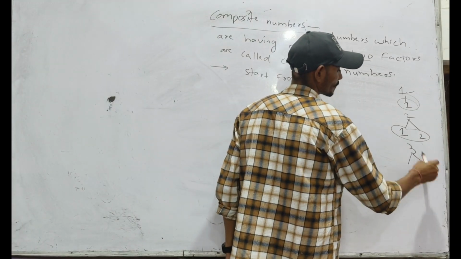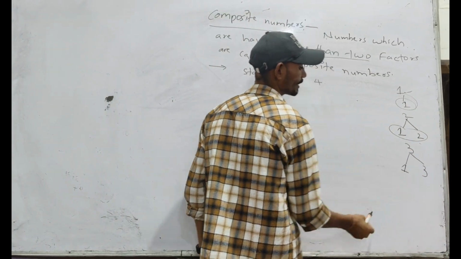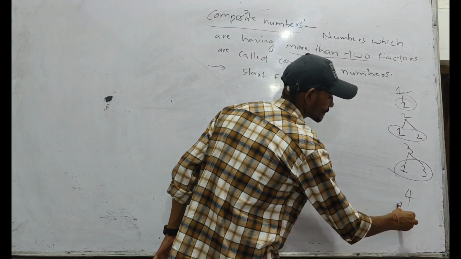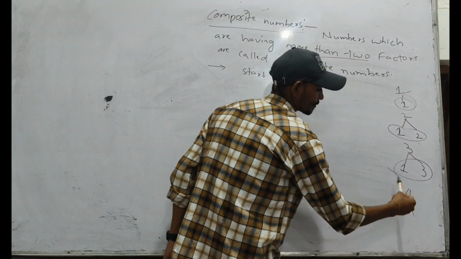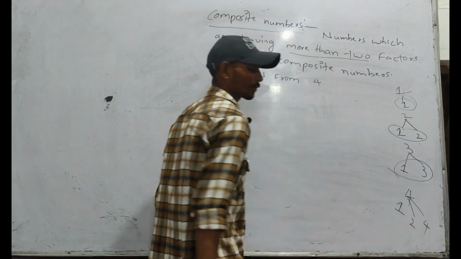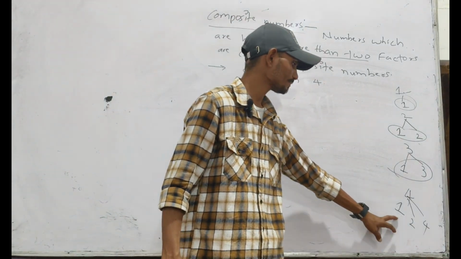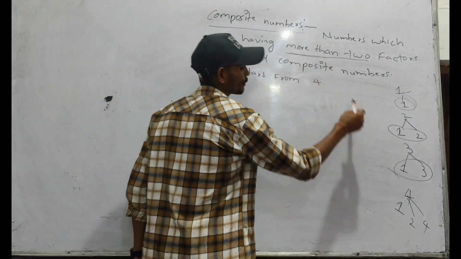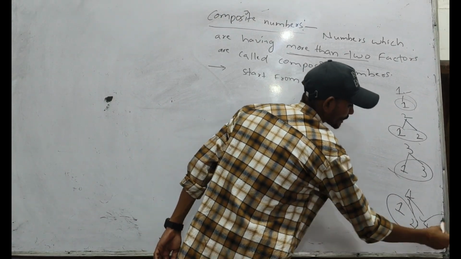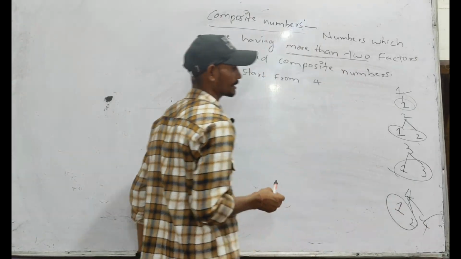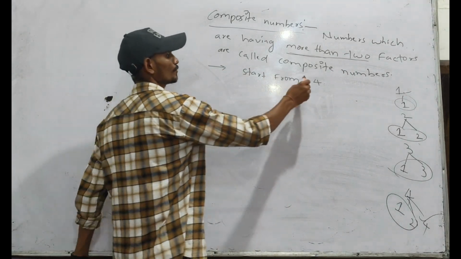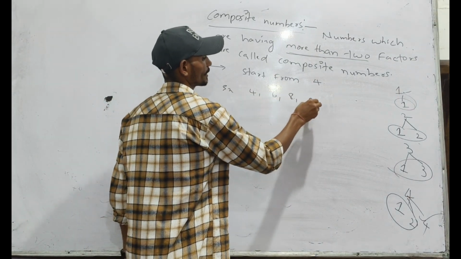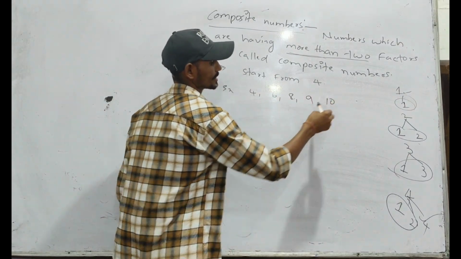Next, let's take 3. 3 is divisible by only 1 and 3. Okay, only 2 factors. But take 4. 4 is divisible by 1, by 2 and by 4. You are getting the factors 1, 2 and 4. Our condition is more than 2 factors, and 4 has 3 factors. That's why composite numbers start from 4. Examples: 4, 6, 8, 9, 10, etc.